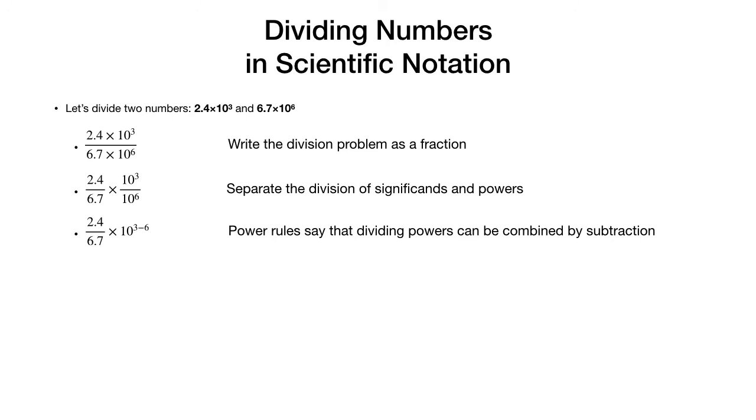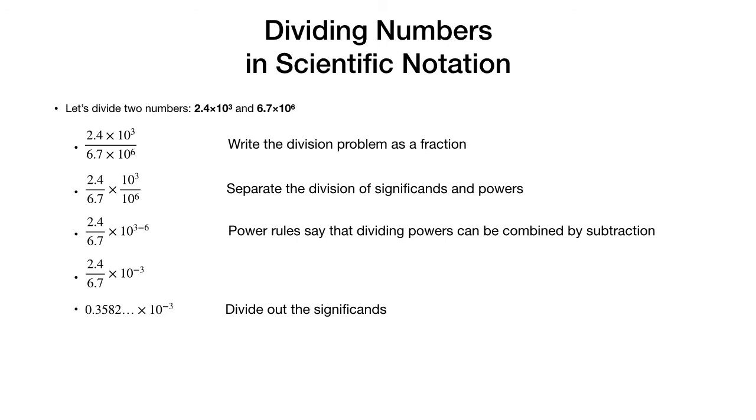So if you have 10 raised to some power over 10 raised to another power, well, I can actually simplify this as 10 raised to the top power minus the bottom power. So 10 to the 3 minus 6, which will be 10 to the negative third. So then we just do our ordinary division of our significands, and that will give us a long decimal, like 0.3582, and it goes on and on and on, times 10 to the negative third.